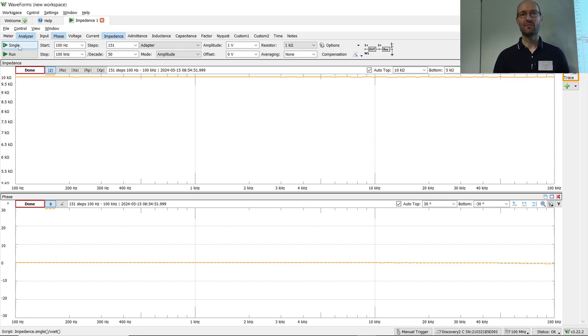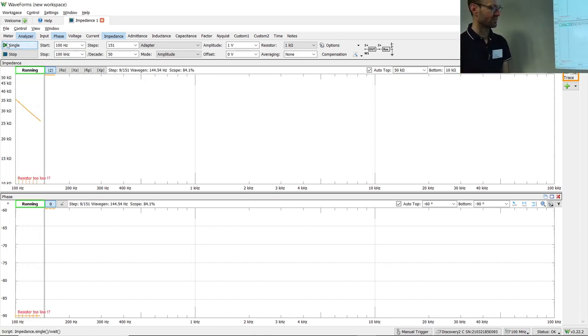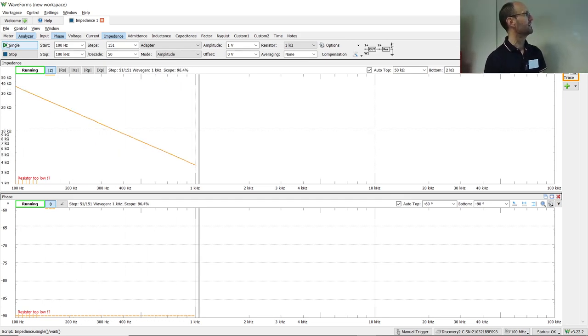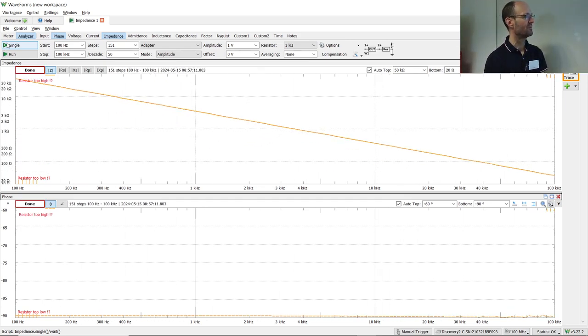The impedance of the capacitor is 1 over j omega C. So we divide by omega. So the larger the frequency, the smaller the impedance. We should get a curve that goes down with frequency, as you mentioned. And the phase should be 90 degrees or minus 90 degrees, because 1 over j is the same as minus j, which is minus 90 degrees. So let's hit start and see what it does. And so then we can see, okay, we really get an impedance that is going down with frequency, and we get a phase that is minus 90 degrees. So exactly as expected.